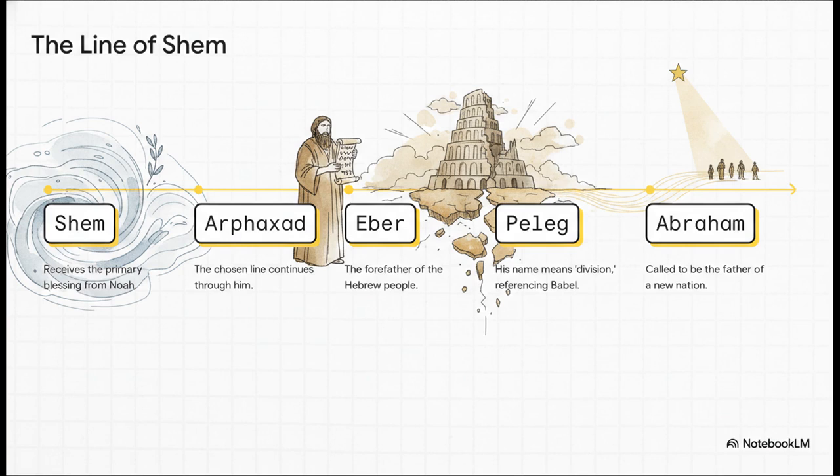It even points out a man named Peleg, whose name literally means division, because it says, in his time, the earth was divided. I mean, that's a pretty clear nod to the whole Babel event, right? This entire family tree is a countdown, and it's all leading to one person, a man named Abraham. He's the one who will be called out from all these scattered nations to start a brand new one.